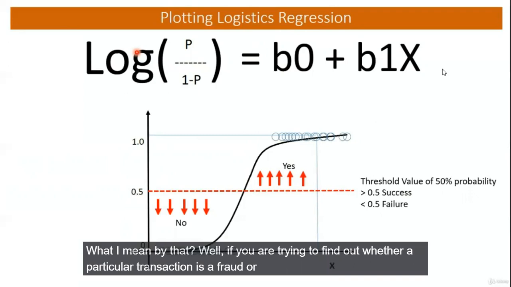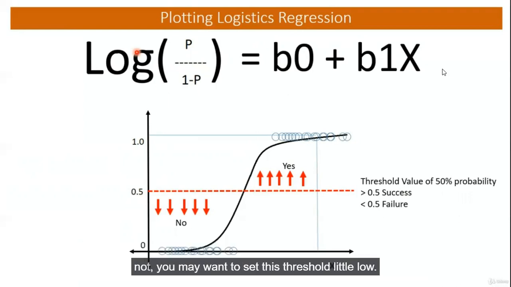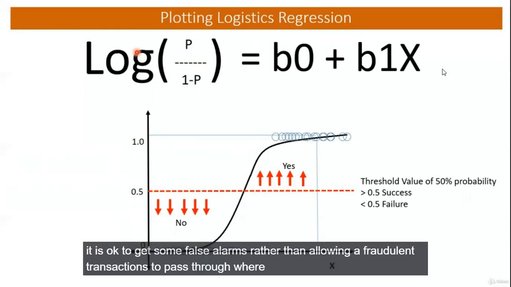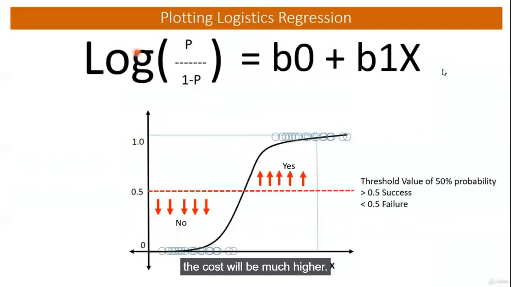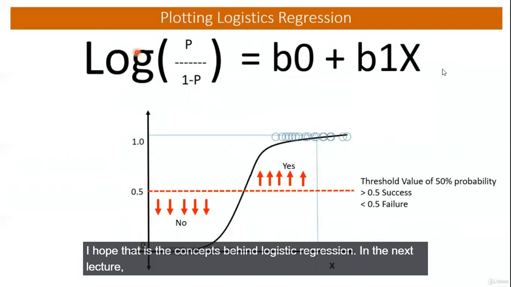Well, if you are trying to find out whether a particular transaction is a fraud or not, you may want to set this threshold a little low. That may lead to some false positives. However, it is okay to get some false alarms rather than allowing fraudulent transactions to pass through, where the cost will be much higher. I hope that clears the concepts behind logistic regression.